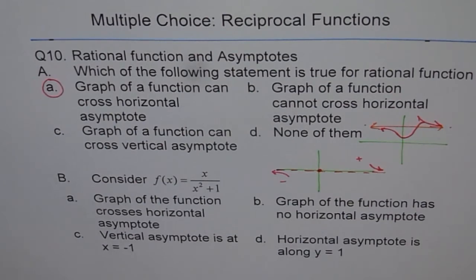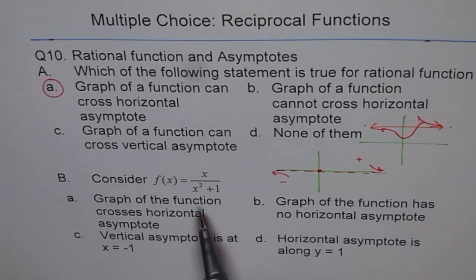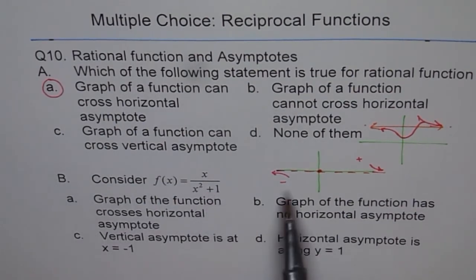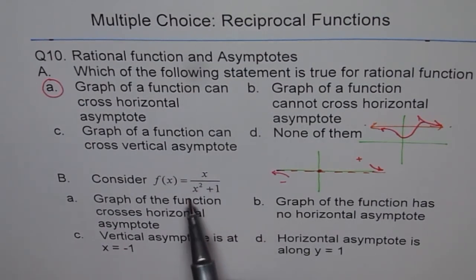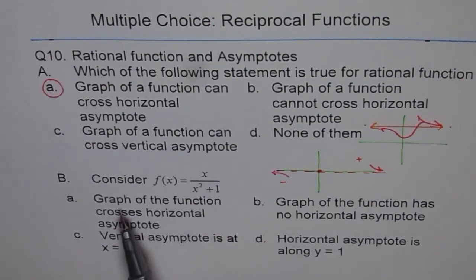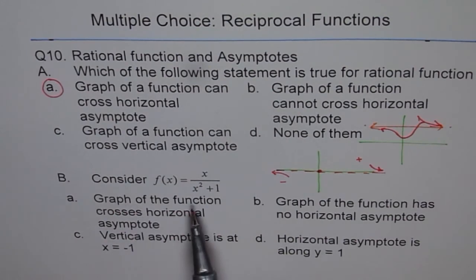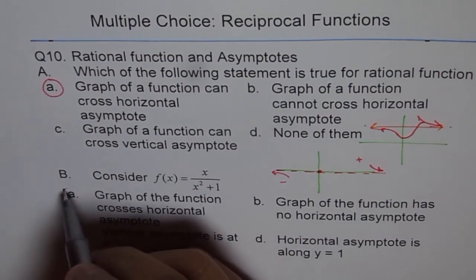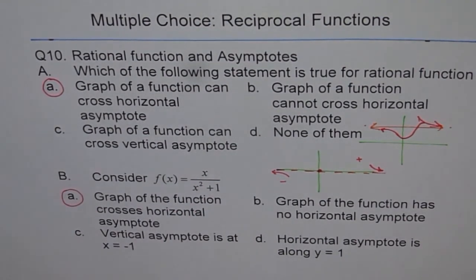So many functions you find the graph of the function crossing horizontal asymptote. Is that okay? So I'll leave it here, and as an exercise, try to sketch this and see for yourself how the graph of this function looks like. So the option here is graph of the function crosses horizontal asymptote, and that's the real answer, okay?